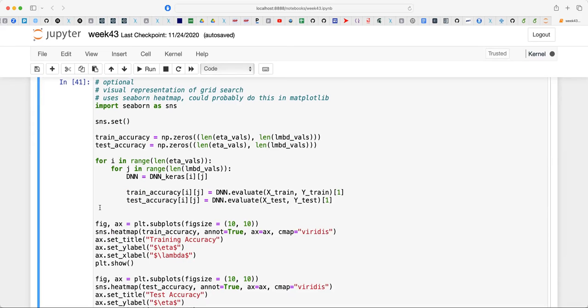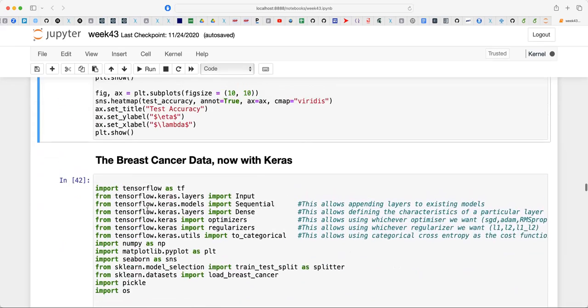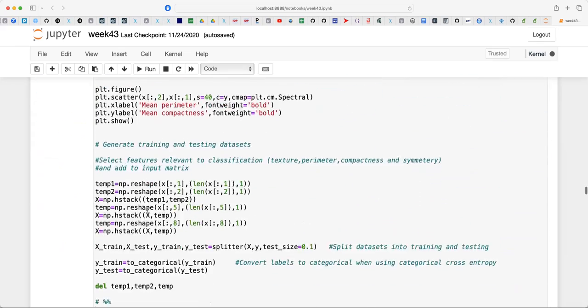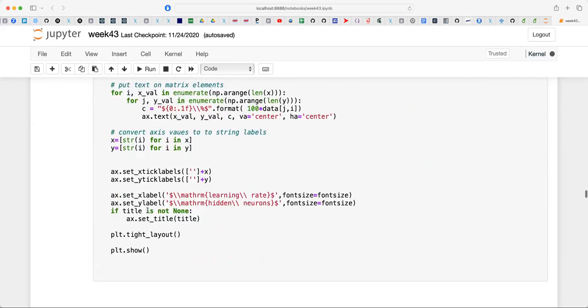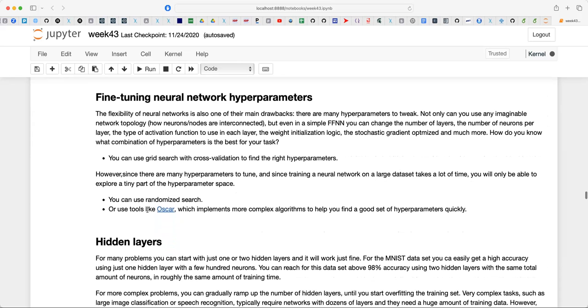Okay, so we're just going to let this run. We have also this breast cancer data. You can take a look at these examples if you want to. But I wanted to say something about the fine-tuning of the parameters, because this is something which is pretty important for us. So as you've seen, there are tons of parameters.